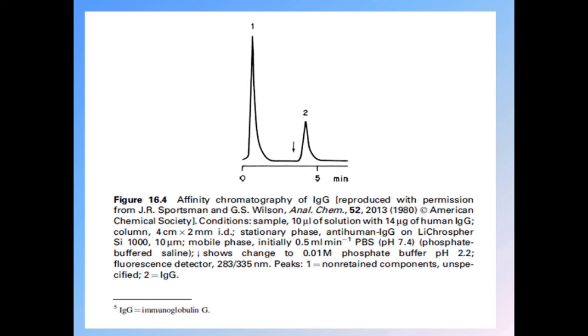Anti-immunoglobulin G ligands bond all antibodies of the immunoglobulin G class. The stationary phase synthesis required for the separation of immunoglobulin G, shown in the figure, was described by the authors in the reference cited in the caption. The mobile phase starts off with a pH of 7.4. A switch to pH 2.2 breaks the antigen immunoadsorbent bond, and the immunoglobulin G is eluted.